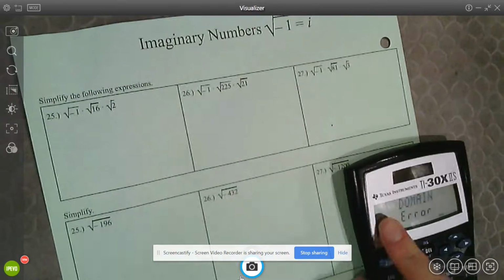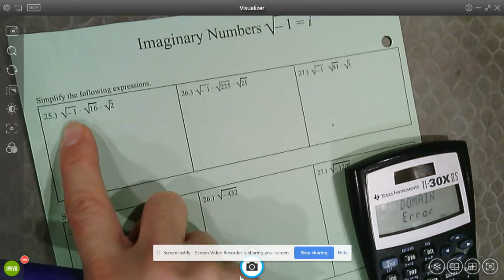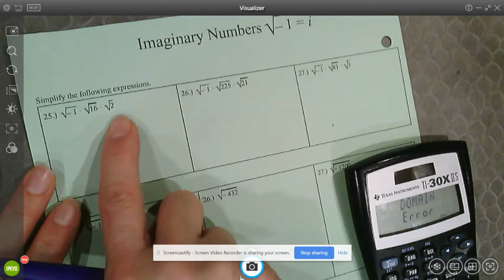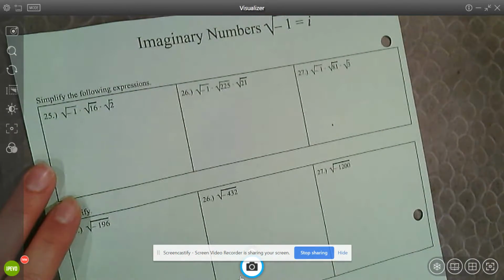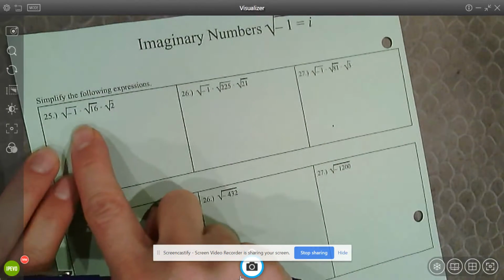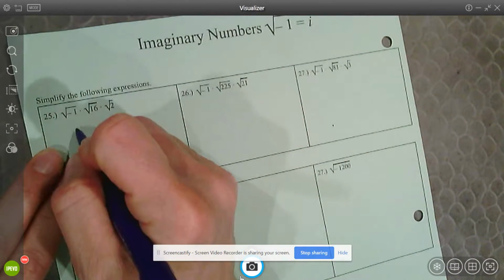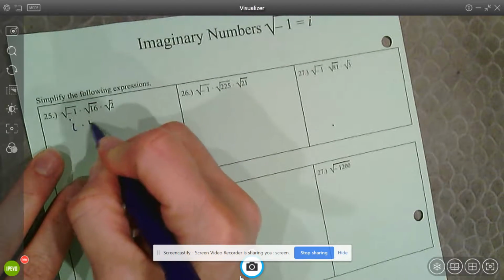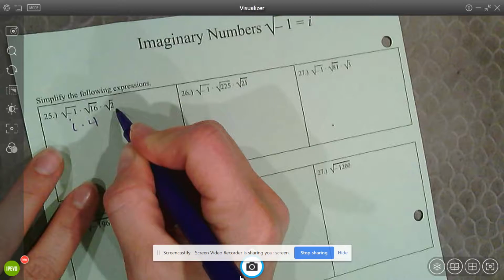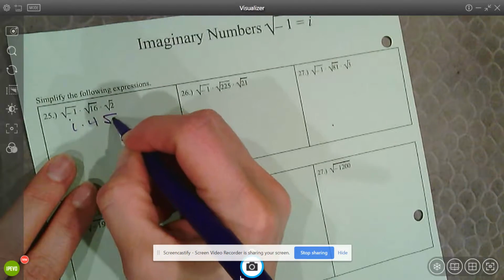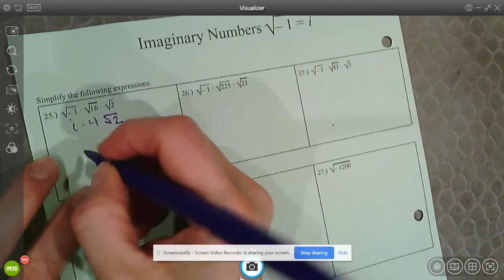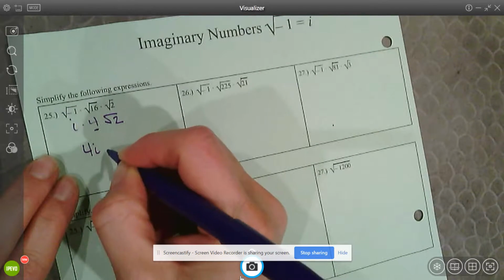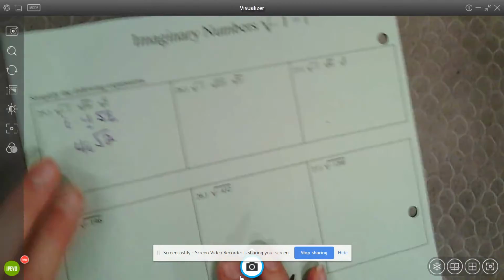So let's take a look at this problem 25 right here, where it says the square root of -1 times the square root of 16 times the square root of 2. As I just told you, the square root of -1 is i, so I'm going to write an i. The square root of 16 is 4, and then the radical 2 can't come out of the square root sign. It's going to stay like this. So the way we write this whole answer, we would have 4i square root 2.